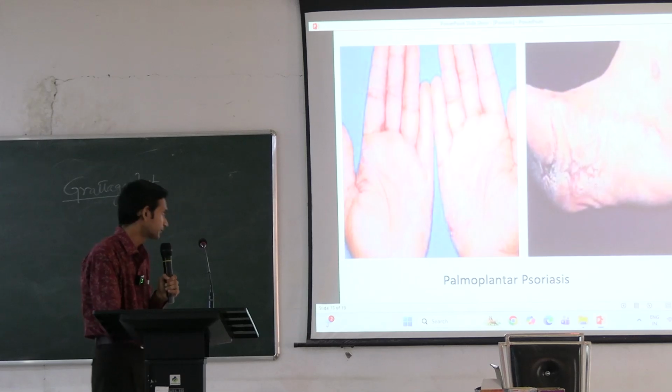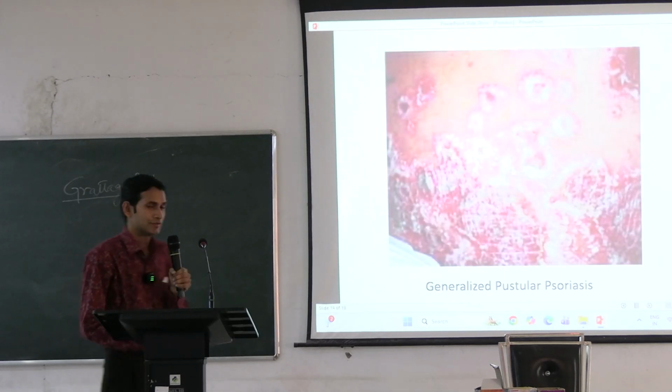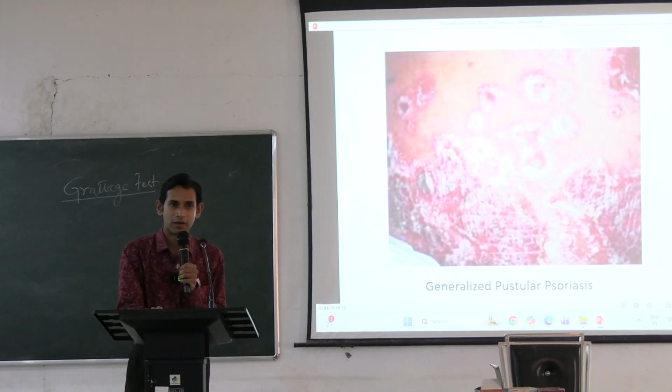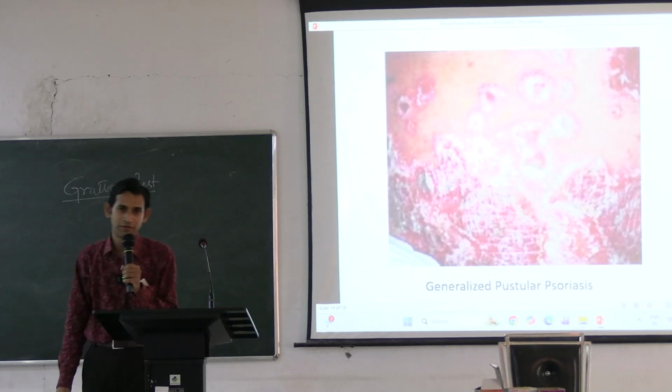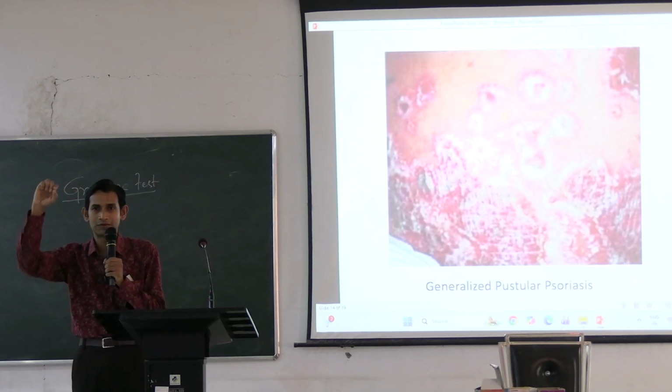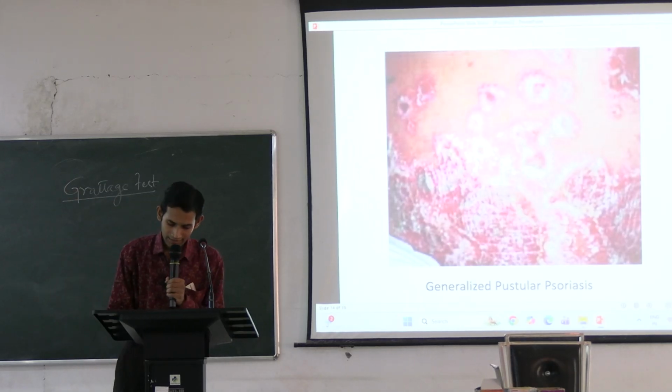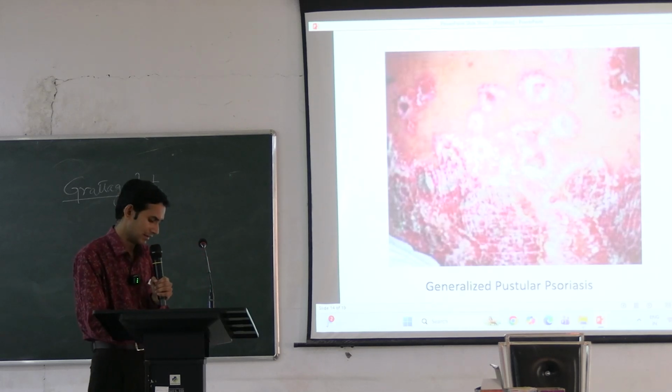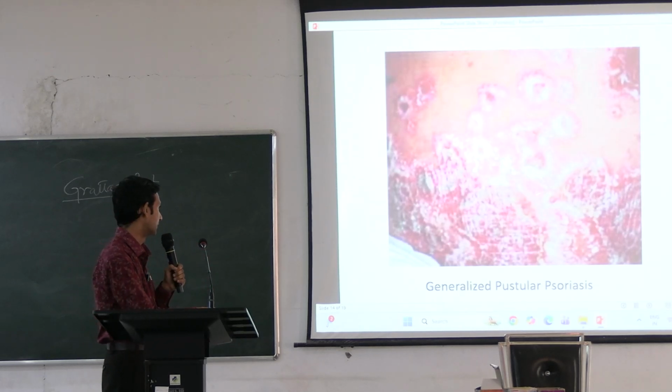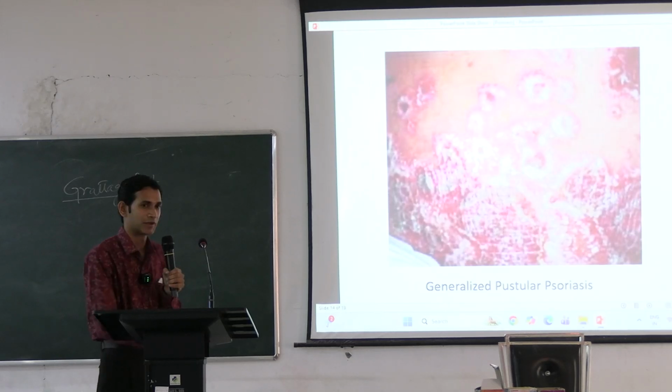Now coming to generalized pustular psoriasis. As I have already told, in pustular psoriasis you get lakes of pus. Lakes of pus are usually found around the erythematous plaque, at the margin of the erythematous plaque. This is known as generalized pustular psoriasis.